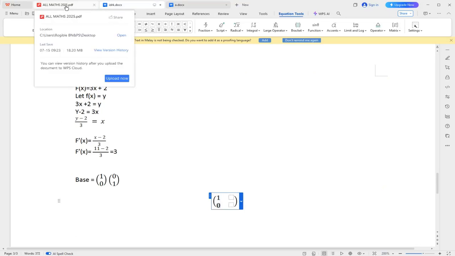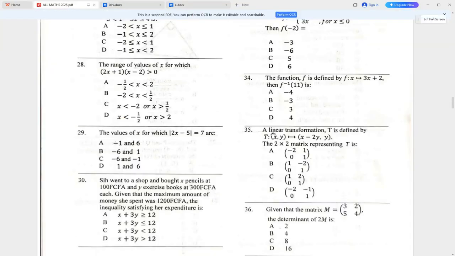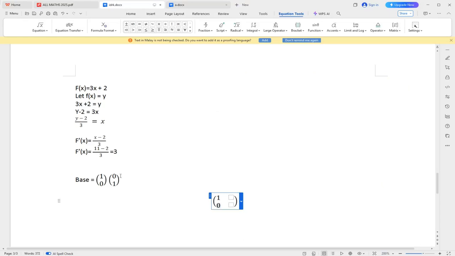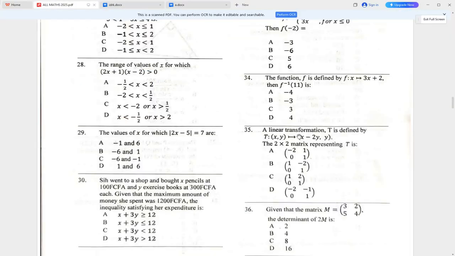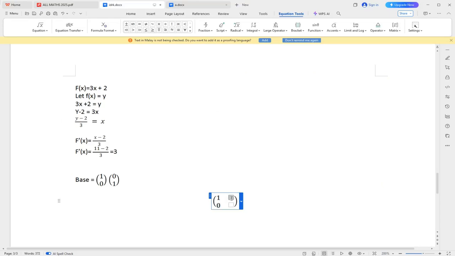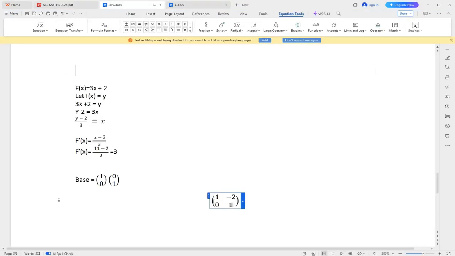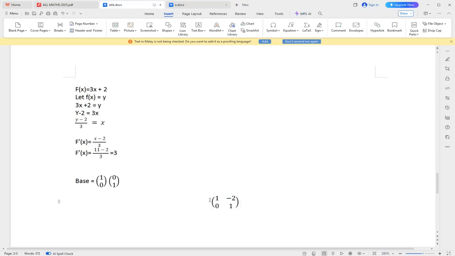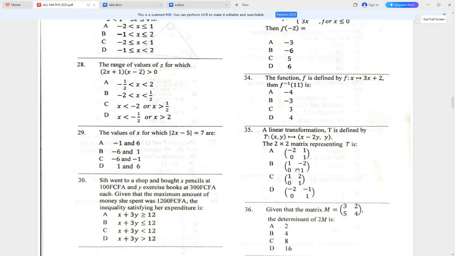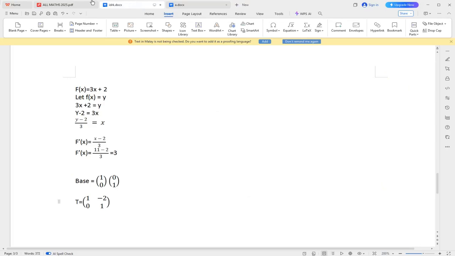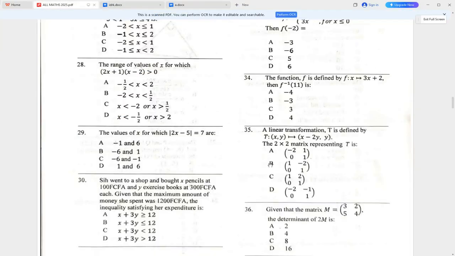Now for the second column of this transformation, we have our x equal to 0 and our y equal to 1. So 0 minus 2 is equal to minus 2. And then for the second part, our y is equal to 1, so I have minus 2 on 1. So this is the transformation matrix T. And looking at the options, you have 1, minus 2, 0, 1. We have B as the correct option for the transformation matrix.